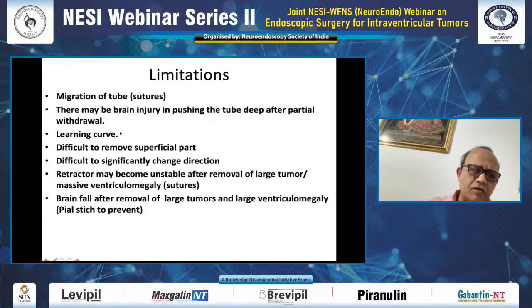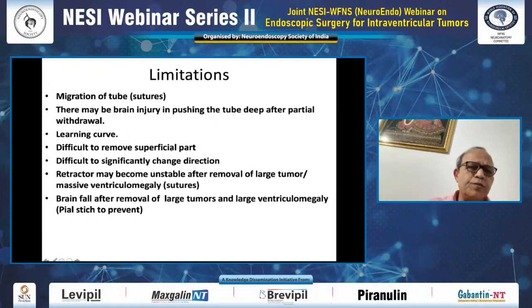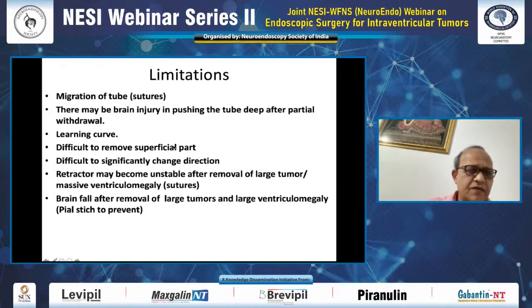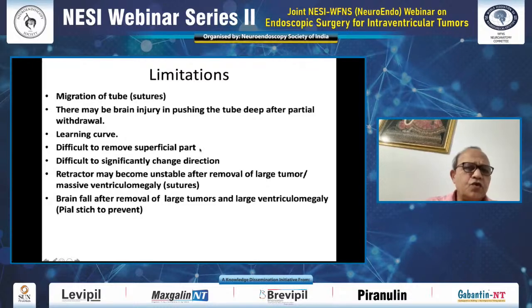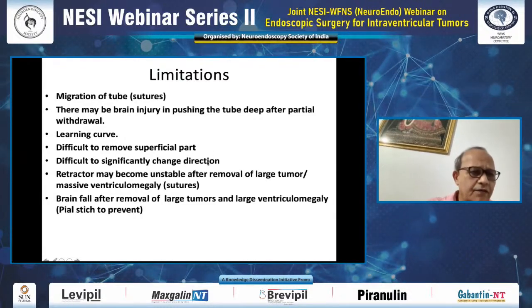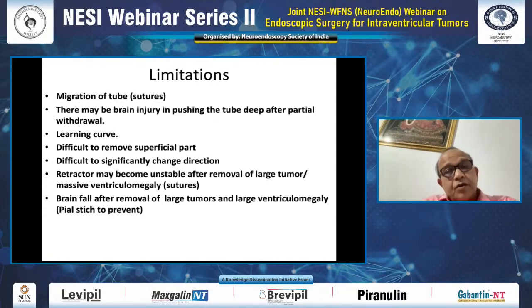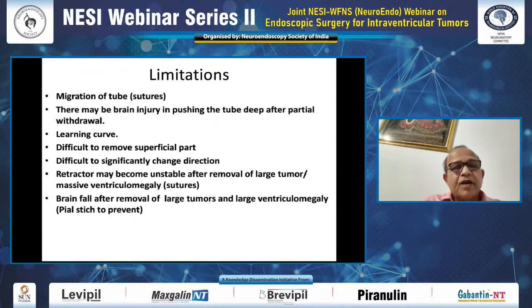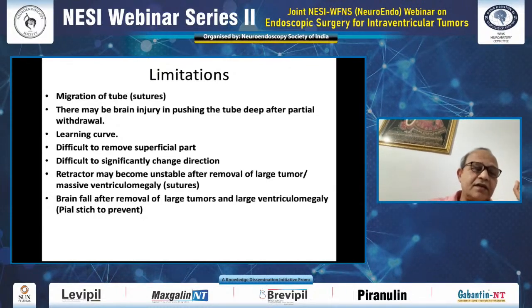There is a learning curve, obviously, as with all surgeries. It is difficult to remove the superficial part. If the tumor is lying superficially, obviously there is no need for using a tubular retractor. It is difficult to significantly change the direction, because the overlying brain parenchyma prevents that. So you have to have a second trajectory.